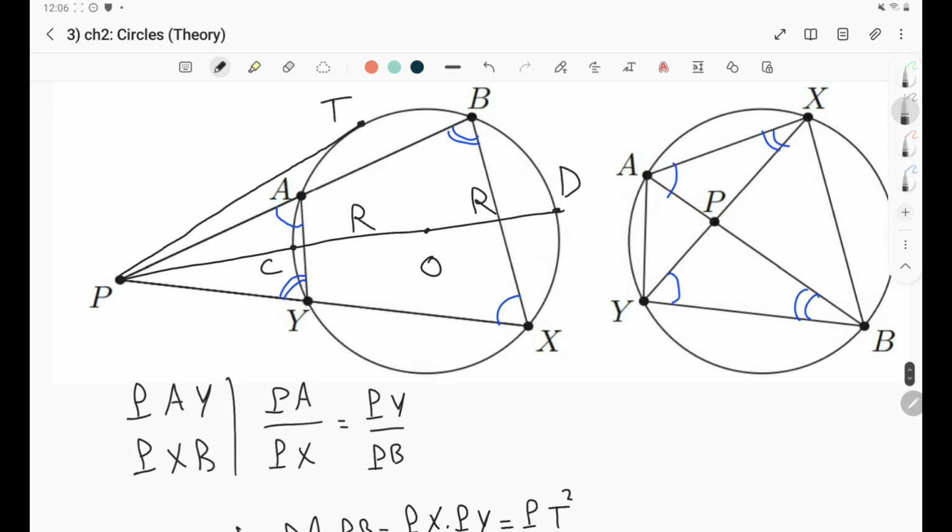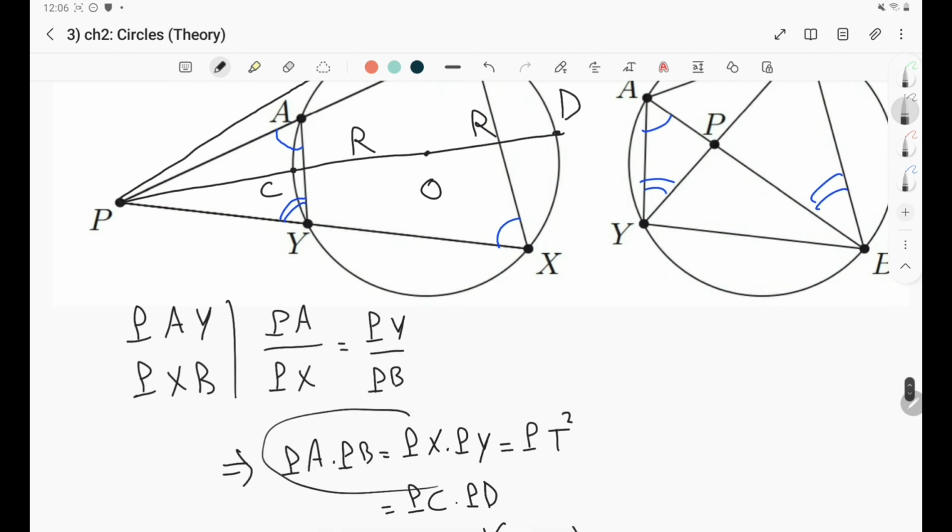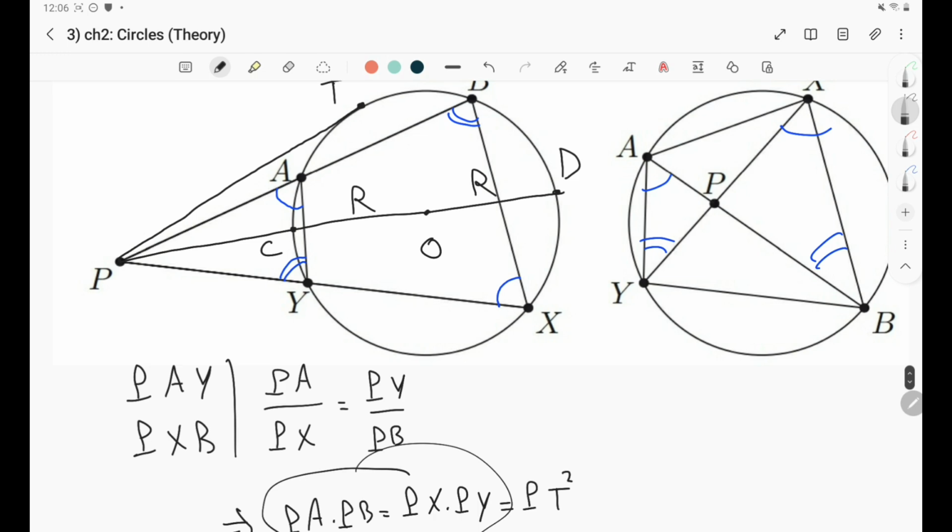So automatically you also get the same ideas. You can also get this similarity here. For example, if you want to make it exactly the same, let's say that this is equal to this and this is equal to this, you get the exact same thing, PA times PB. I'm not going to write it, you can just copy paste it from here. You're going to exactly get the same thing: PA times PB is equal to PY times PX.